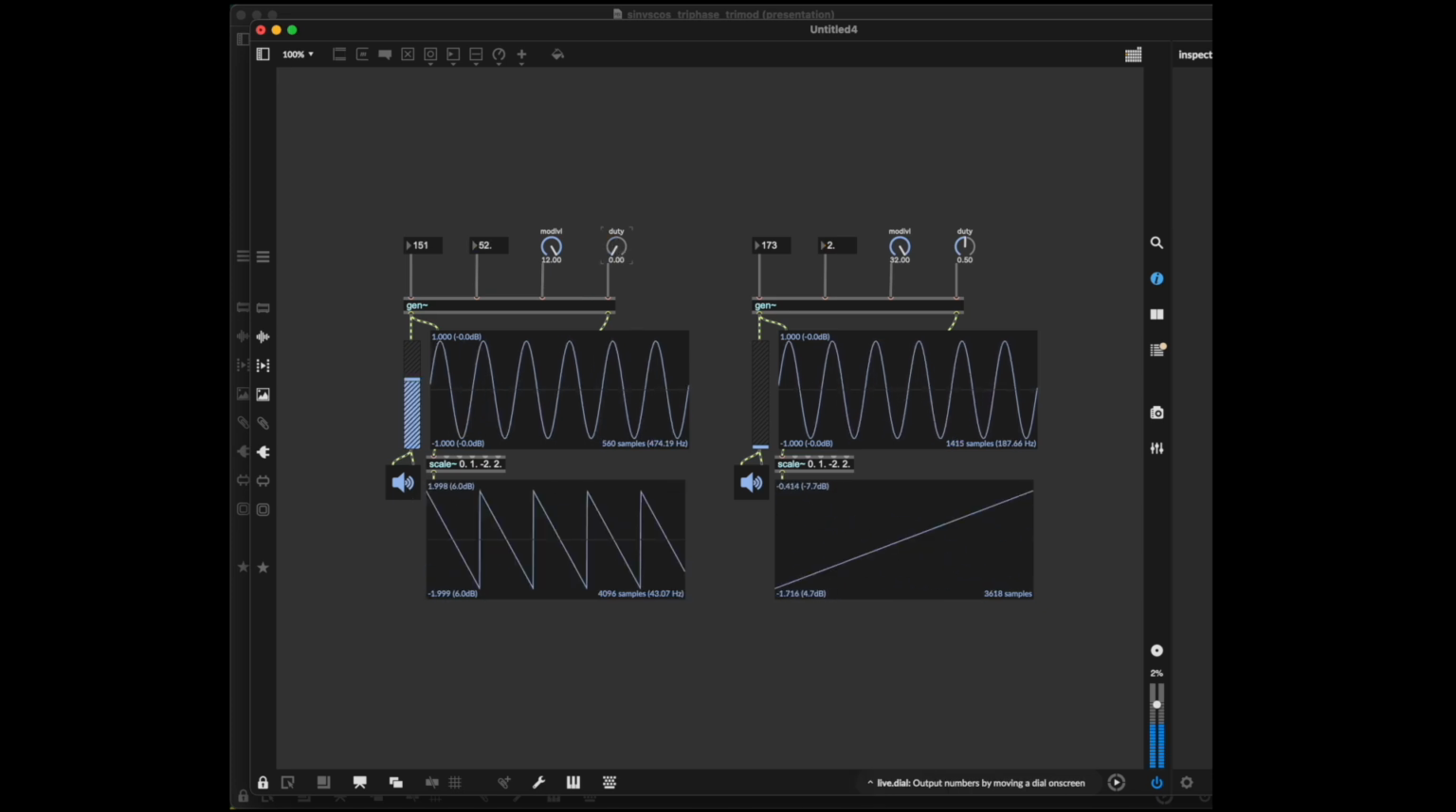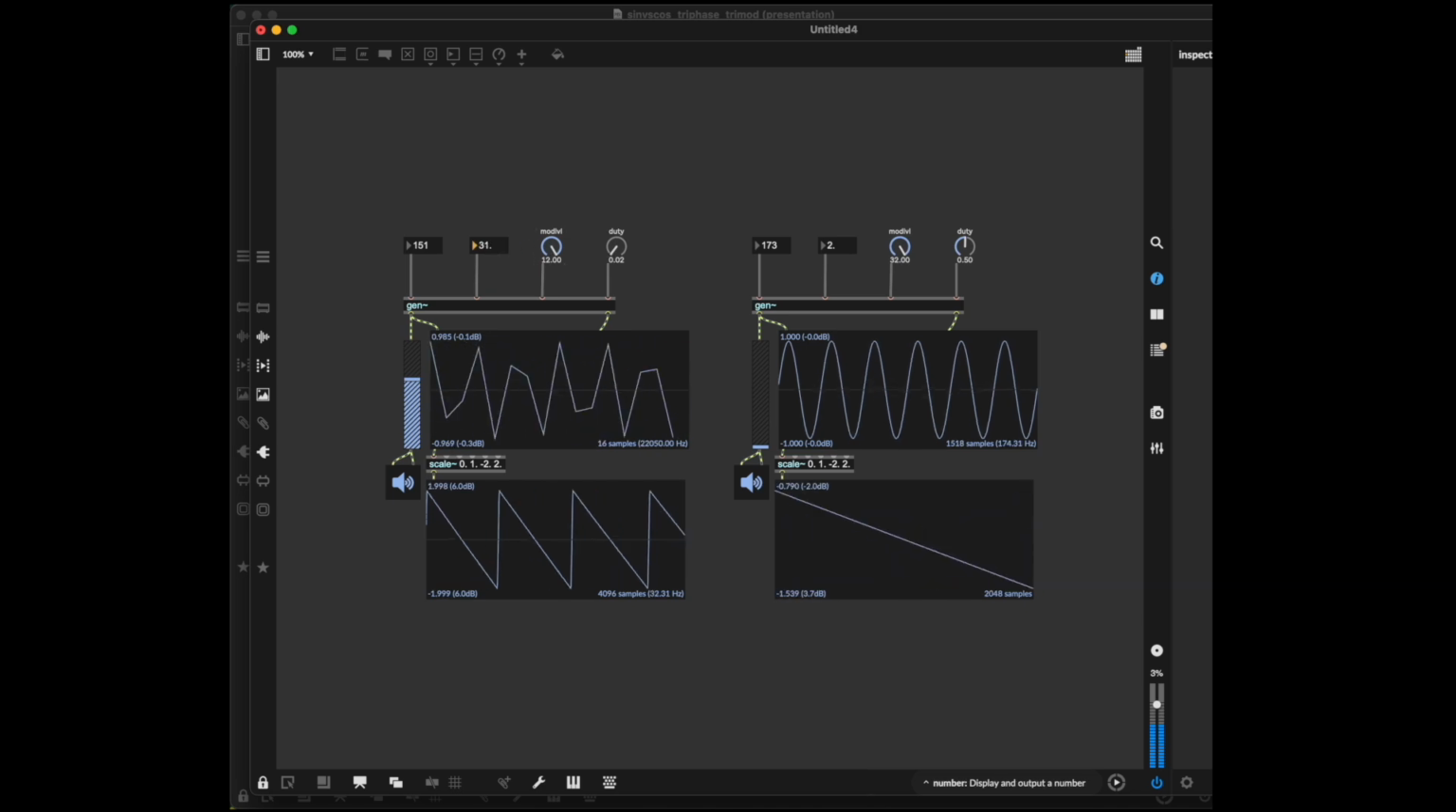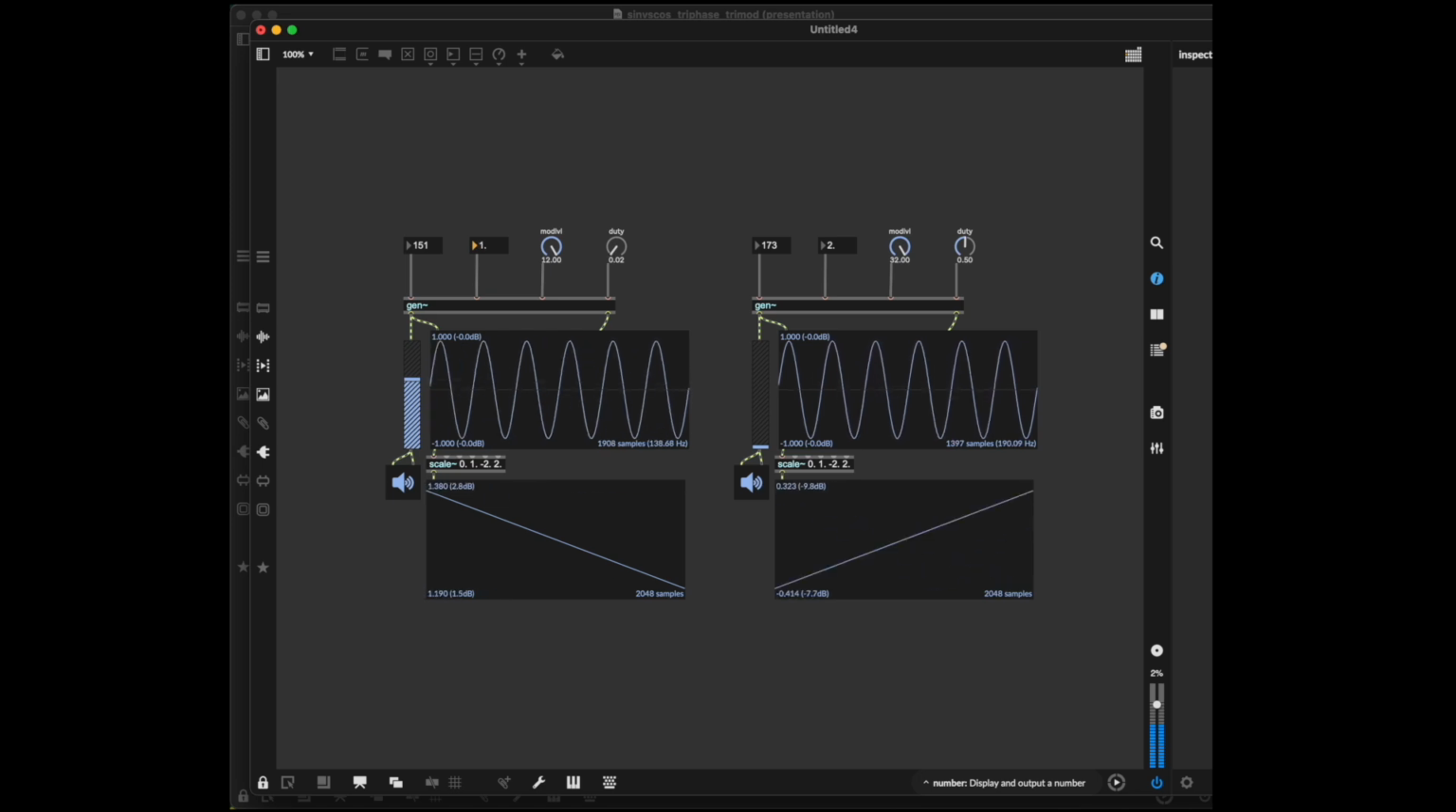But what if I change the duty cycle a little bit? Now the rising edge is taking less time and the falling edge is taking more time. So you can hear it's playing faster for a little bit and then at a lower frequency for the rest of it. And all that corresponds to the shape of the modulation signal that we're sending into it.